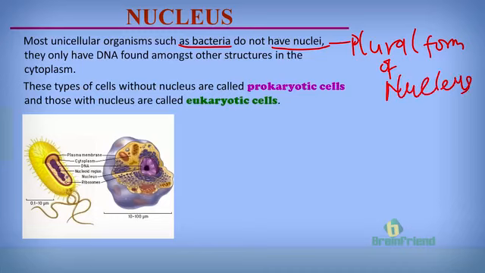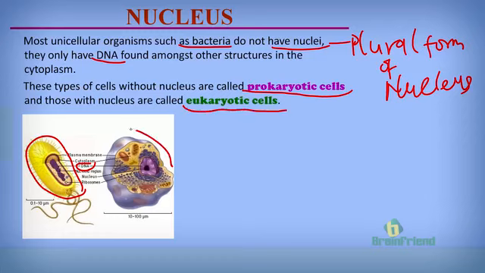These unicellular organisms only have DNA. You know, the DNA is found in the chromosomes within the nucleus, but they only have DNA amongst other structures in the cell. So this is the cell of a bacteria, and we are saying it does not have a nucleus. Some bacterial cells have only DNA within the cytoplasm. These types of cells that do not have a nucleus are called prokaryotic cells. They are prokaryotic cells because they do not have a nucleus. While other cells that have a nucleus are called eukaryotic cells.